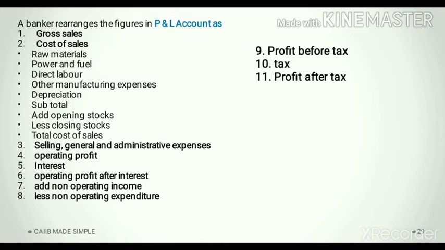Cost of sales comes: the cost of raw materials, power and fuel, direct labor, other manufacturing expense, depreciation, then a subtotal of all of these, then add opening stocks and less closing stocks, and total cost of sales. Then selling, general and administrative expense, then operating profit, interest, operating profit after interest, add non-operating income, then minus non-operating expenditure, then profit before tax (PBT), then tax is deducted, then we get profit after tax.